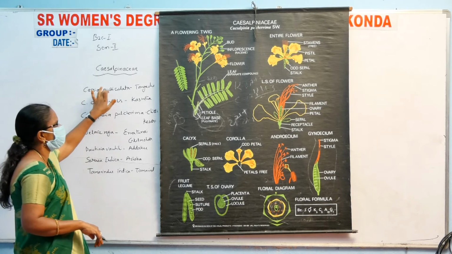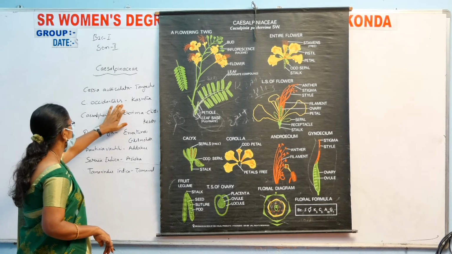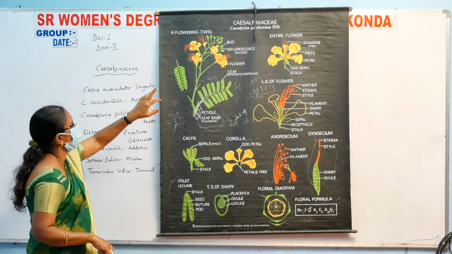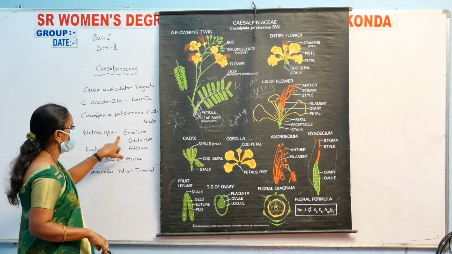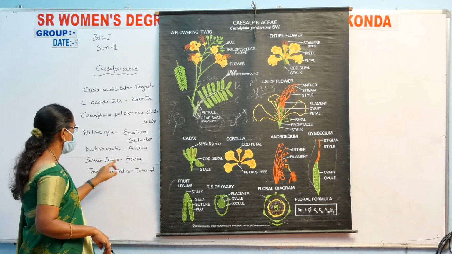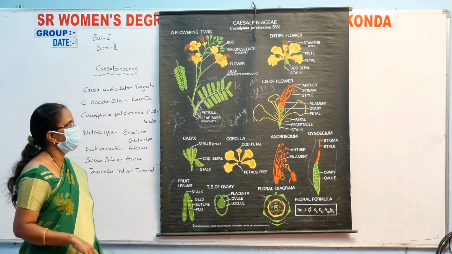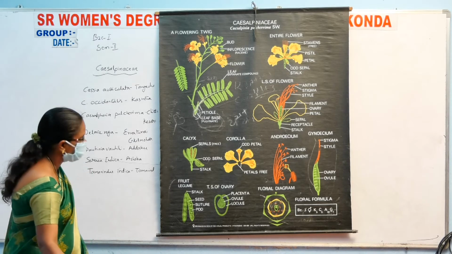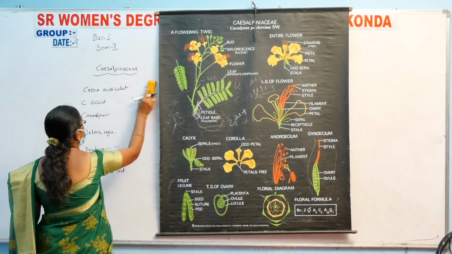Acacia auriculata. This is a common plant, Tangedu. And the Acacia accidentalis, Casinta. And Caesalpinia pulicerma, common name is Chitti Kesari. And the Delonix regia, Gulmohar tree. And the Bauhinia whorley, Addapu. Saraka indica, Ashoka. Tamarindus indica, tamarind.